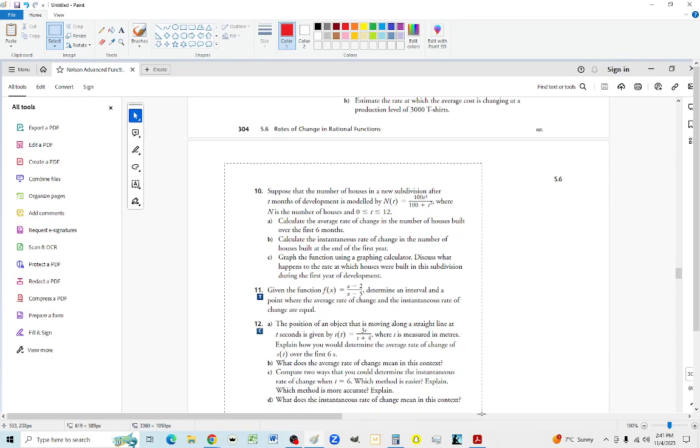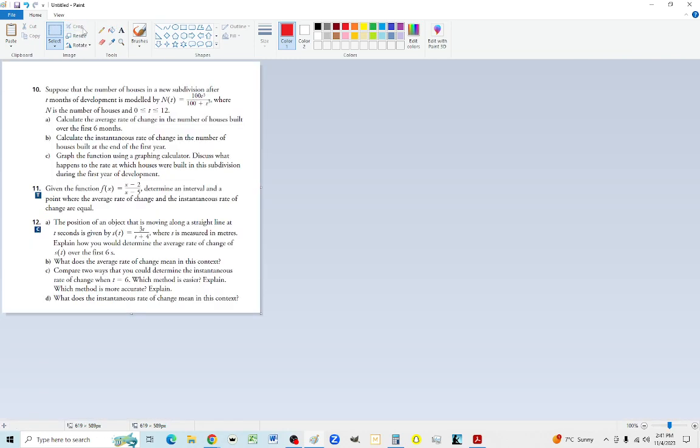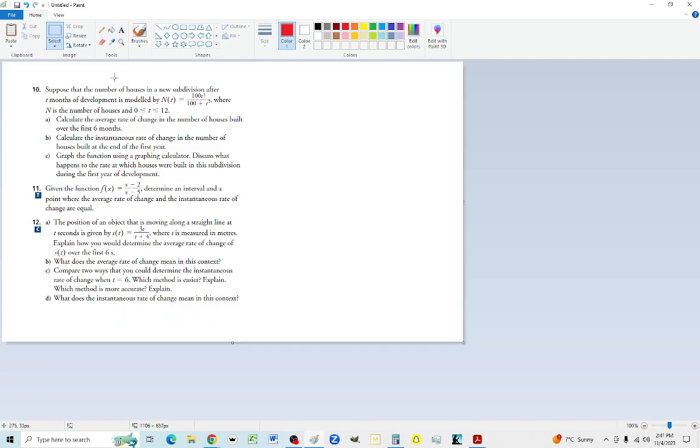Suppose the number of houses in a new subdivision, with t for months of data, is given by this model. Notice that they have a t cubed up top and a t cubed on the bottom, which means this model will reach a maximum of 100 because it's 100 t cubed divided by 1 t cubed. So the maximum it's going to reach is 100. You'll never reach it. And they only want the range between 0 and 12 months for the first year.